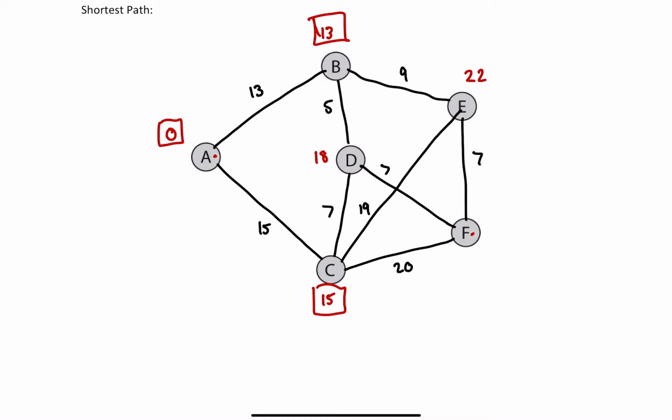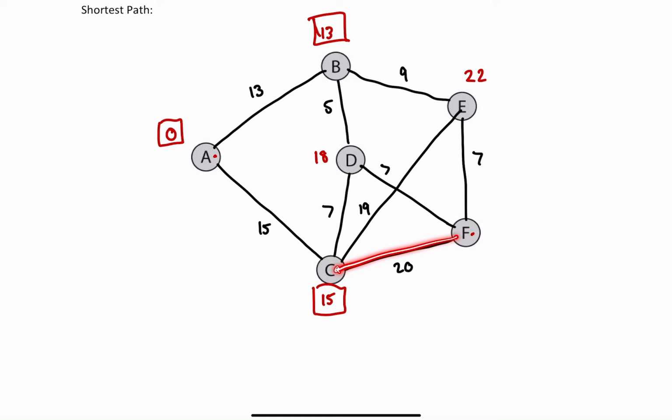And I'm going to look from C, where can I go? Well, from C, I could go to D. 15 adds 7, which is 22. 22 is not smaller than 18 though, so I'm not going to replace the 18 that is currently here, so I'm not going to write anything. From C to E, it adds 19 onto 15, which is 34. 34, again, is not smaller than 22, so I'm not going to replace the 22 at E with a 34.